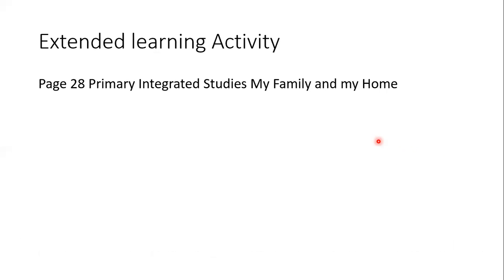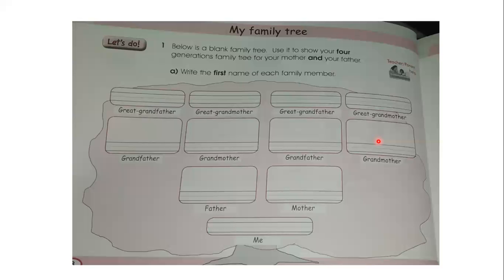Now, extended learning activity. You are going to complete page 28 in your Primary Integrated Studies, My Family and My Home. Here is what page 28 looks like. Below is a blank family tree. Use it to show your 4 generations family tree for your mother and your father. A, write the first name of each family member.